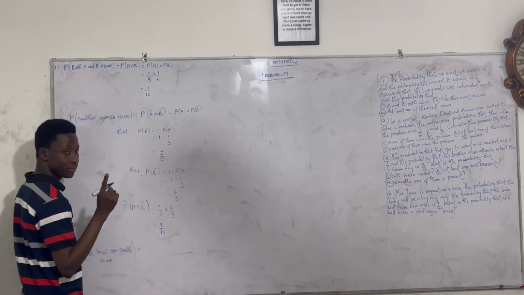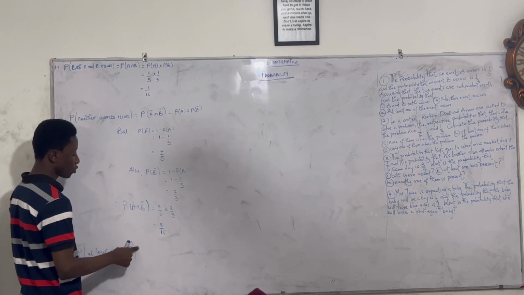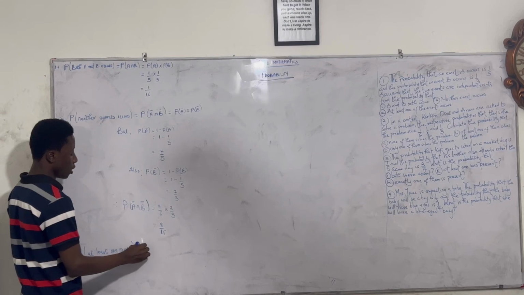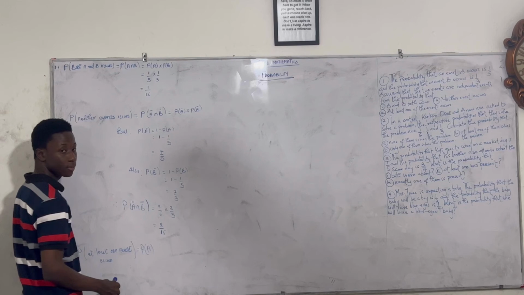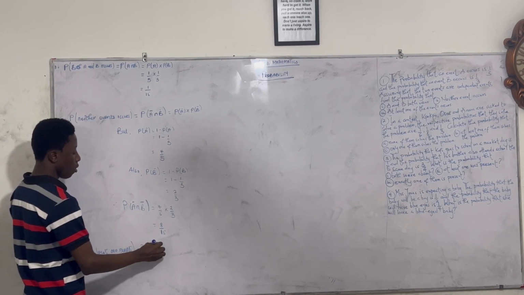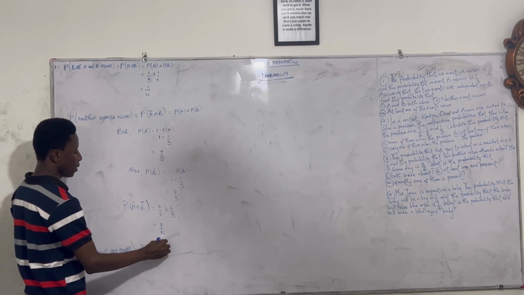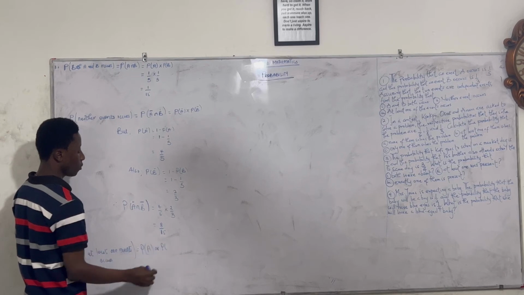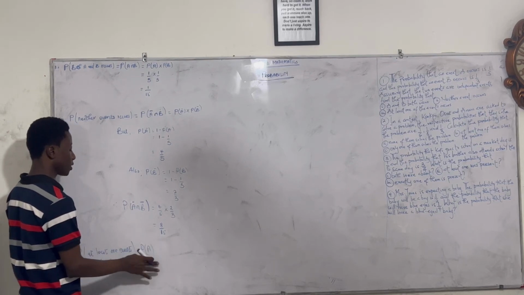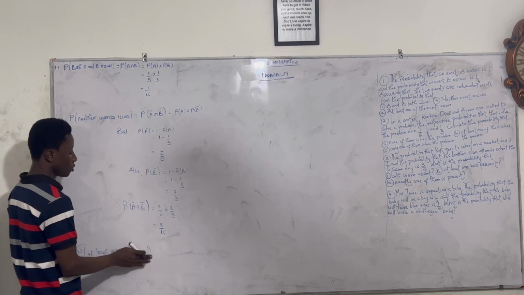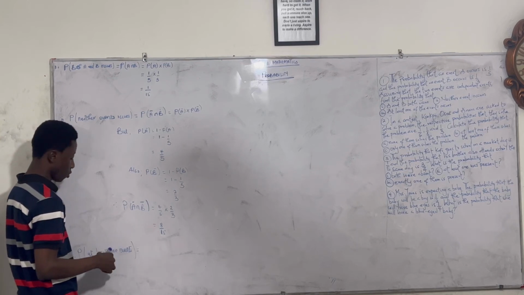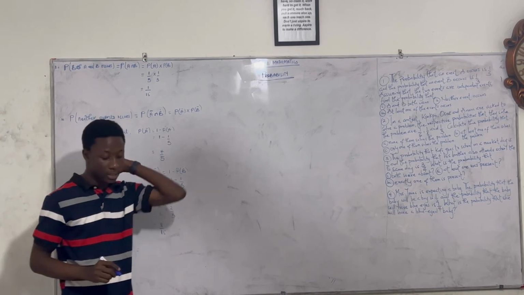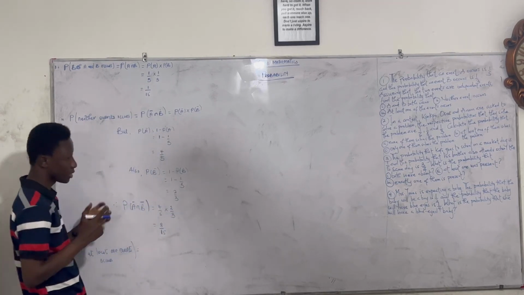So at least one of the events occurs will be equal to the probability that A occurs. Okay? Or the probability that... Okay, let me put it in this form for you to understand. So it can be done in two forms. You know, at least one of the events occurs. So I can solve it in two ways. This is the first way.